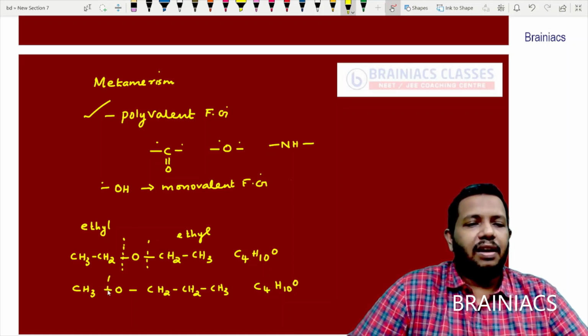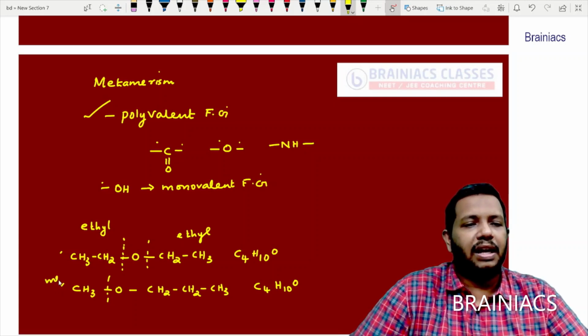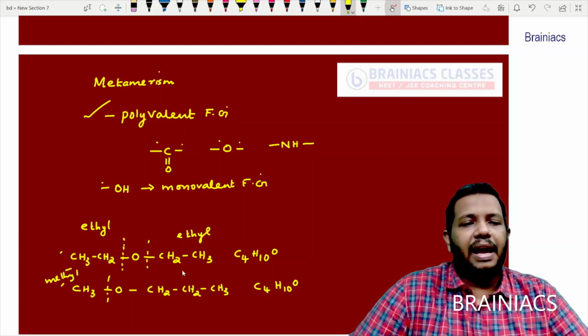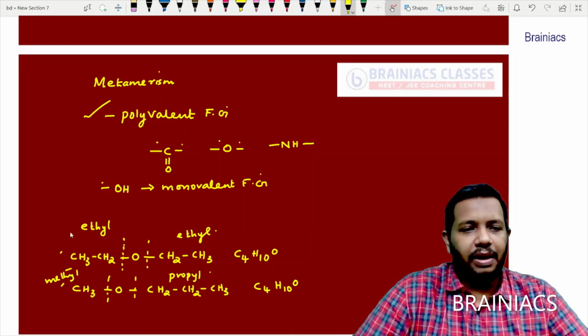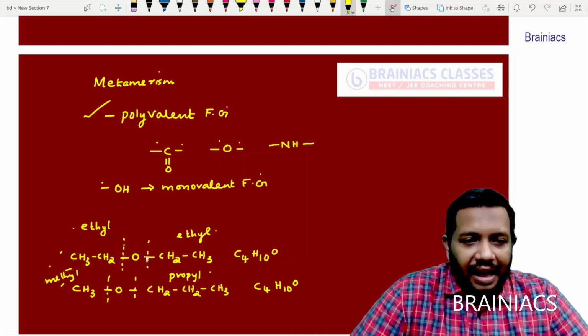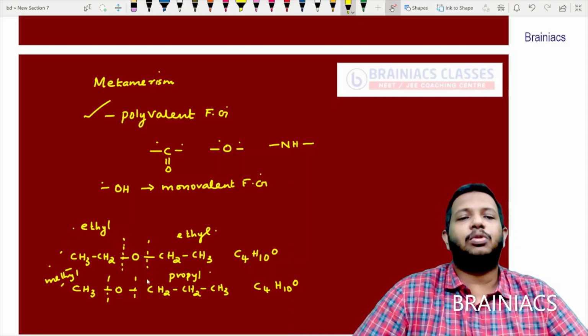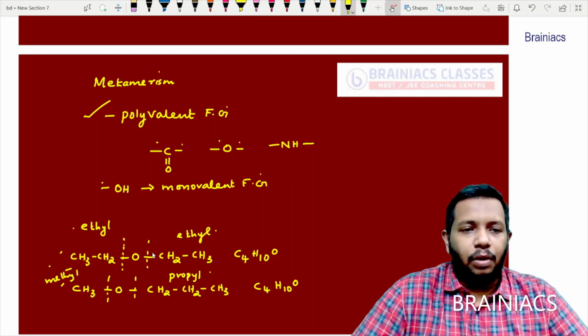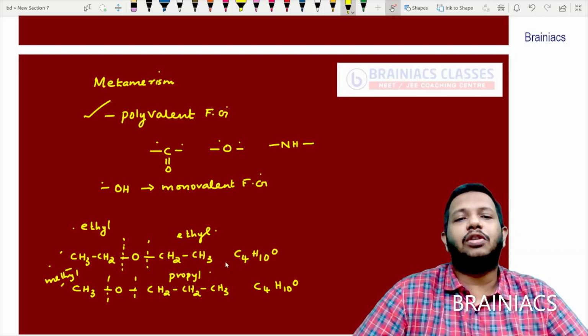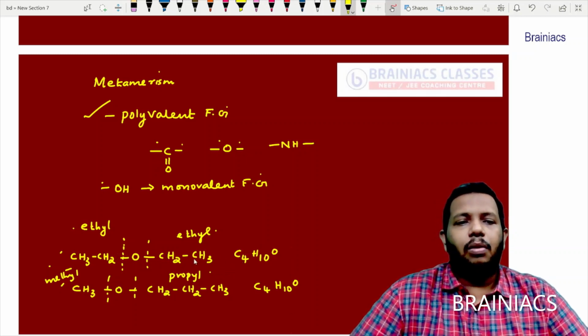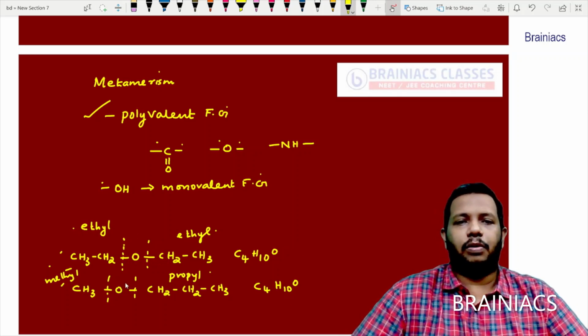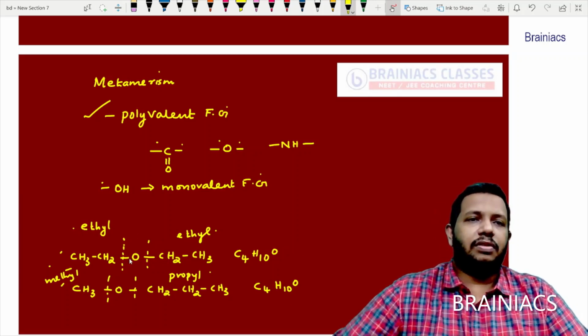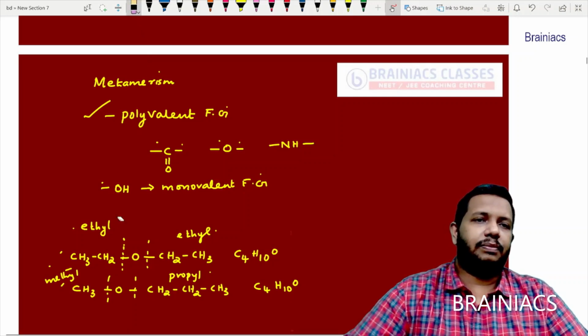But on comparing this one and this one, this is methyl, and here this is propyl. So on comparing, this is ethyl and ethyl, and this is methyl and propyl. Likewise, if you have different distribution of alkyl groups along a polyvalent functional group, then we say such a compound exhibits metamerism. Similarly, this can be a carbonyl group also. Now, coming to this question, let's go to this question.